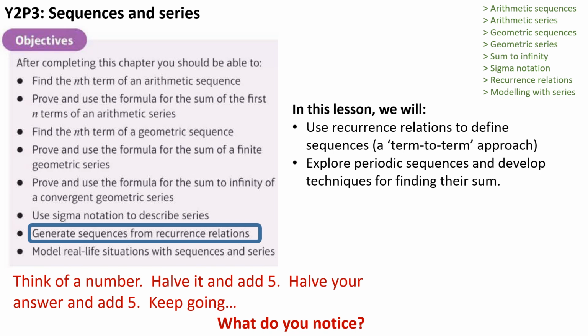To begin with, have a quick go at this problem. Think of a number, doesn't matter which, halve it and add 5, and then halve that and add 5, and so on and so forth. You might be able to use your calculator to do this really quickly and easily. Give it a try with whatever number you like and see what you notice. When you're ready, unpause the video and we'll continue.